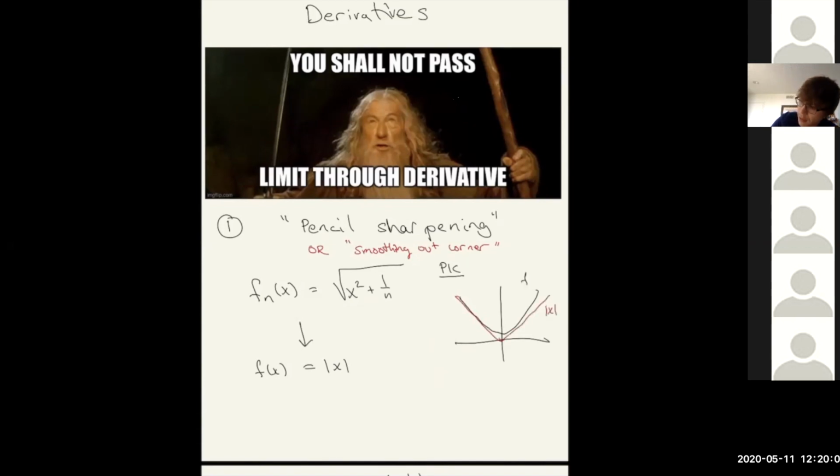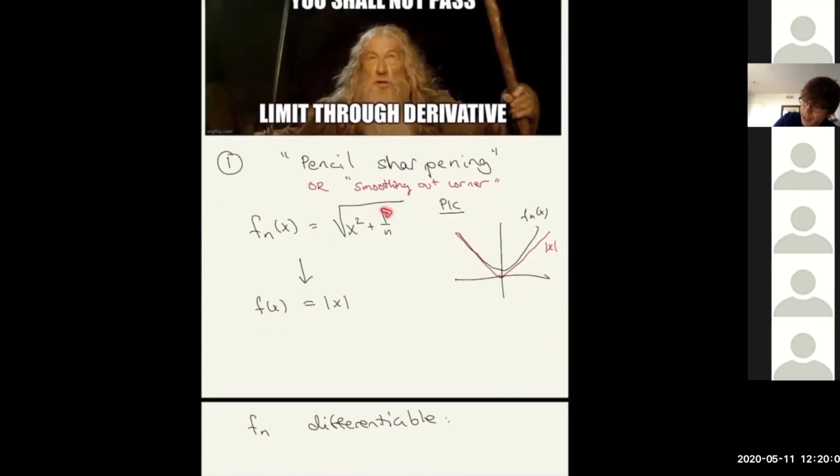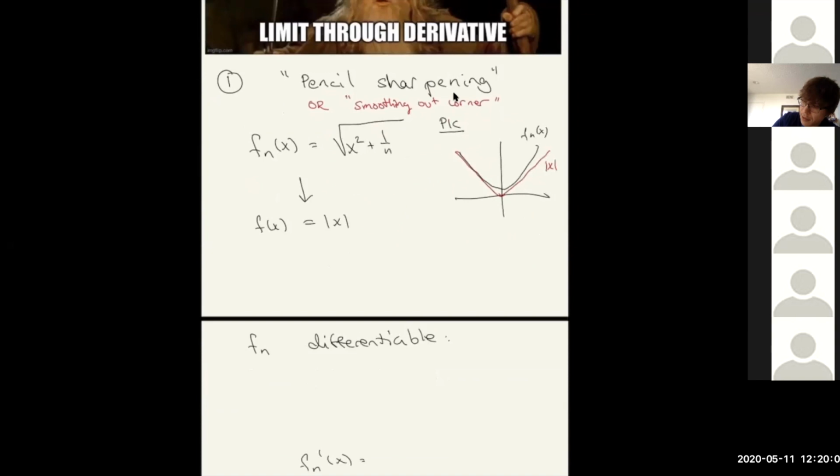And well, as you send n off to infinity, the second part goes away. So that you do get pointwise convergence. And actually, you have uniform convergence also. So uniform convergence doesn't actually save you in this case.